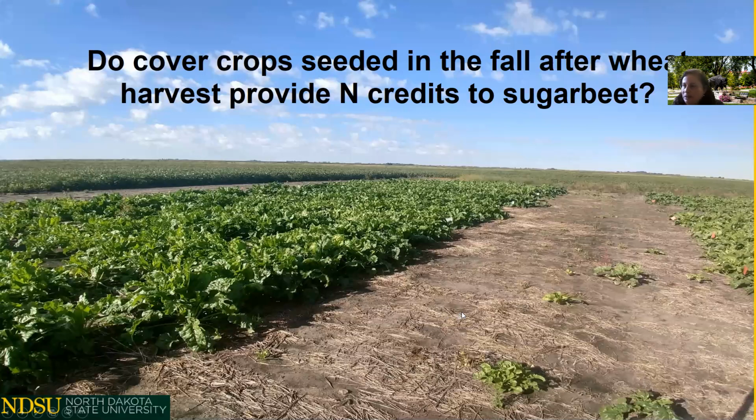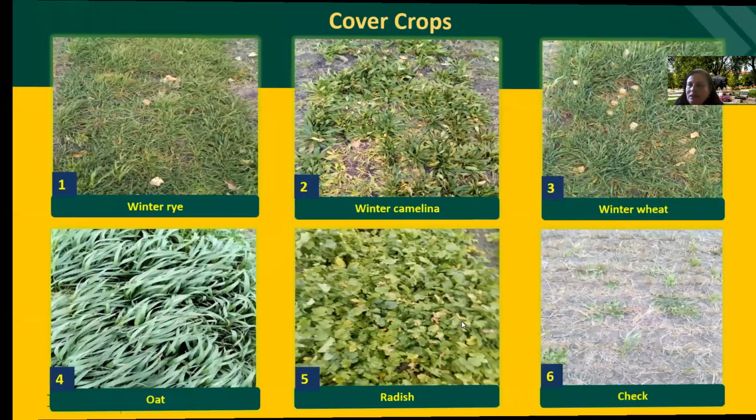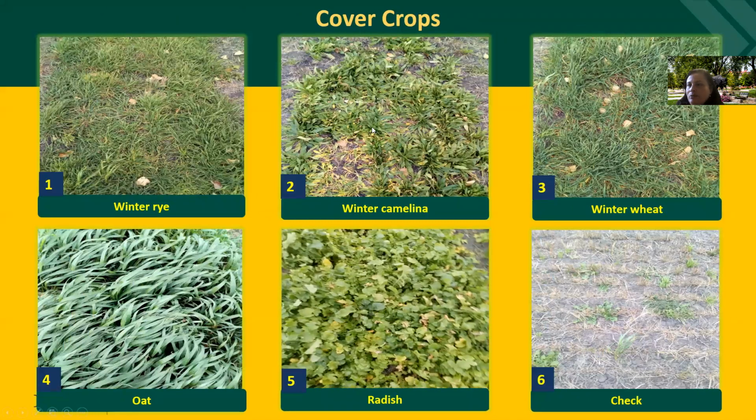Let's move to sugar beet. We did a very similar study in sugar beet where we have more cover crops. We have 6 different treatments of cover crops and only 2 nitrogen rates to try to test the same thing. Can we see any of the nitrogen from the cover crops in the sugar beet the following year? So here the cover crops were 3 winter crops: winter rye, winter wheat, and winter camelina. And then oats and radish, which will winter kill, and then the check plot with no cover crop.